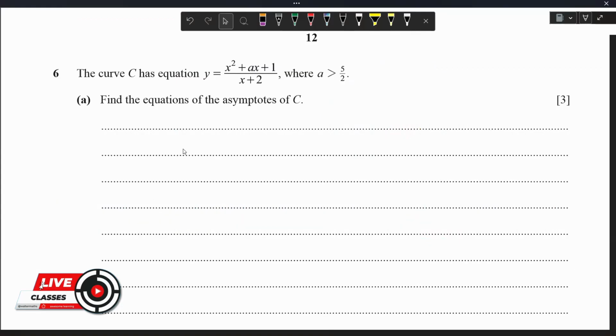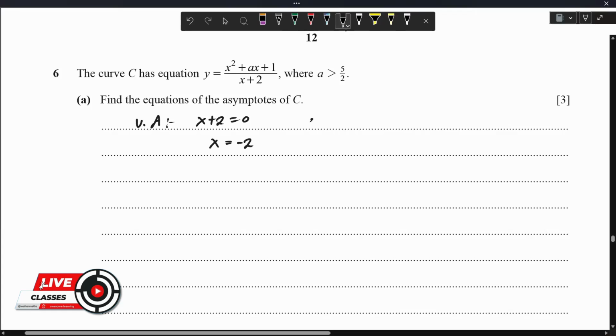So the curve C has equation y is equal to (x squared plus ax plus 1) over (x plus 2), where a is greater than 5 over 2. On part A, find the equations of the asymptotes of C. We get the vertical asymptote by equating the denominator to 0. So the vertical asymptote is x equals minus 2. I hope that's okay.